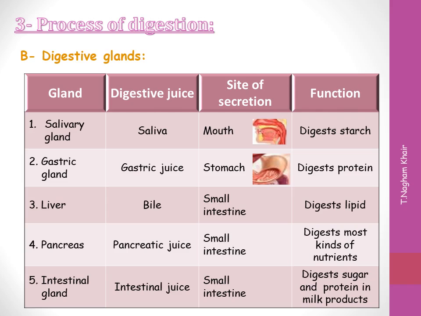Third one is the liver. Liver secretes bile inside the small intestine. This digestive juice digests lipid. Fourth one is the pancreas. Pancreas secretes pancreatic juice, also inside the small intestine. This digestive juice can digest most kinds of nutrients, like fats, proteins, carbohydrates. Fifth one is the intestinal gland, which secretes intestinal juice inside the small intestine. This digestive juice can digest sugar and milky products, protein.